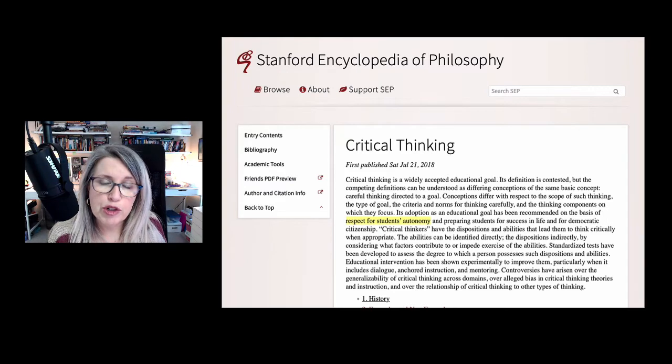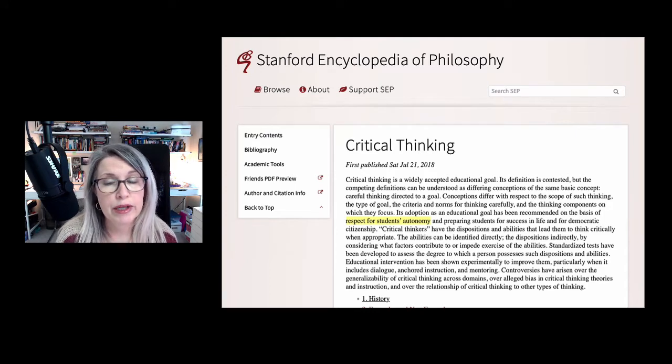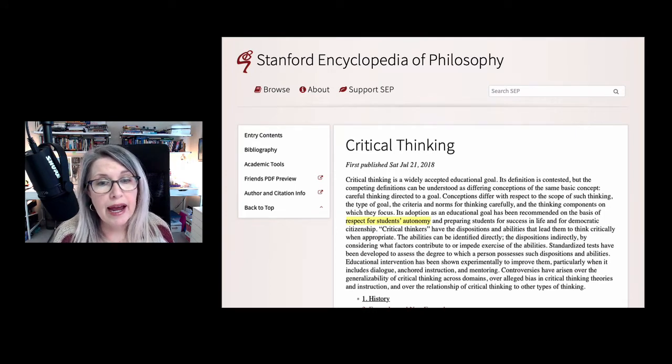Educational intervention has been shown experimentally to improve them, particularly when it includes dialogue, anchored instruction, and mentoring. Controversies have arisen over the generalizability of critical thinking across domains, over alleged bias in critical thinking theories and instruction, and over the relationship of critical thinking to other types of thinking. So this is not without controversy. There are people out there who say, no, critical thinking is something different.